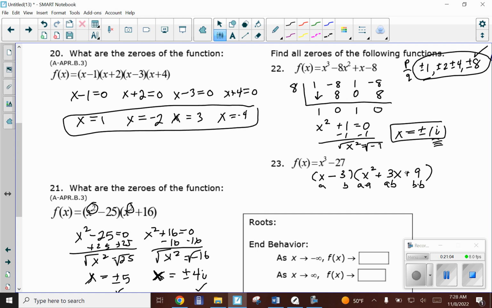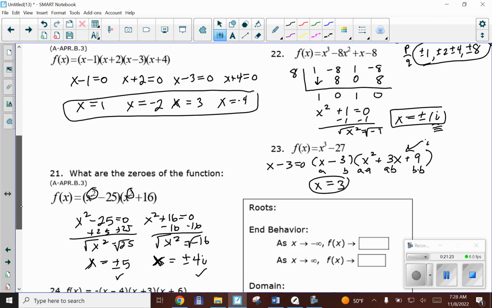Now, the only zeros that we're going to find here come from this first parentheses. So we're going to get x equals positive 3. And that comes from setting x minus 3 equal to 0 and then solving it like normal. This one right here usually is going to have i's in it. And we're not even going to bother with that. We're just going to find the real zeros there.